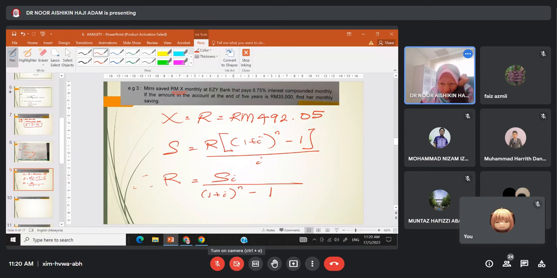Cuba lagi, dapat tak? Patutnya boleh dapat lah. So you see, she saved X ringgit monthly, interest is compounded monthly. Kan dia tally? Dia kena tally. Dah, dapat tak? 492.05.